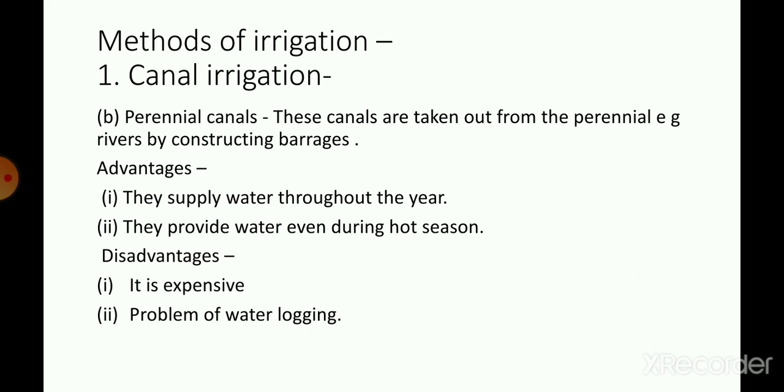Advantages of perennial canals. They supply water throughout the year. They provide water even during hot season. And disadvantages of this canal. It is expensive. Problem of water logging. This is the end of the first method of irrigation.